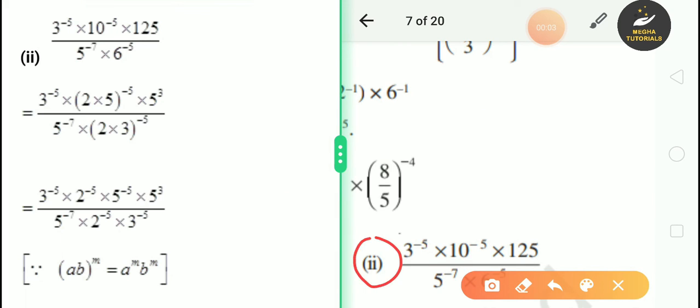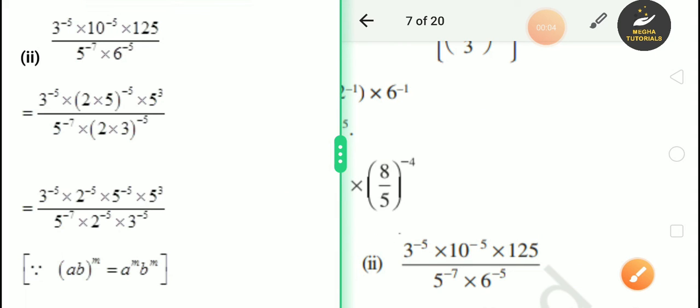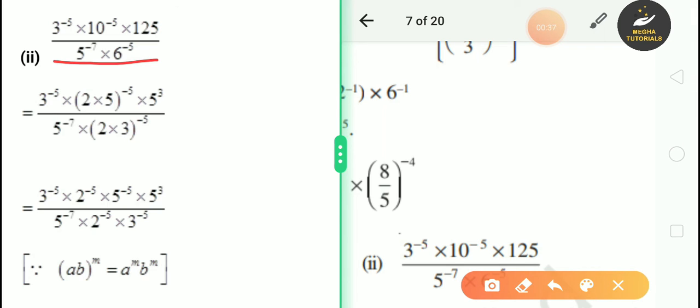Question number 2. 3 raised to minus 5 into 10 raised to minus 5 into 125 upon 5 raised to minus 7 into 6 raised to minus 5. Please see the solution on the left hand side. So in the first step we have to try to bring the given numbers to equal bases. So we can write 3 raised to minus 5 as it is into 10 raised to minus 5 as 2 into 5 raised to minus 5 and 125 as 5 cube.